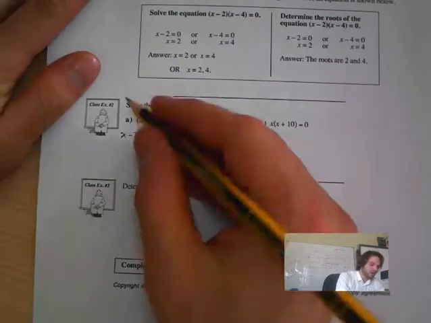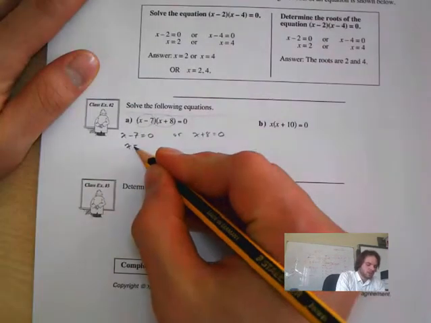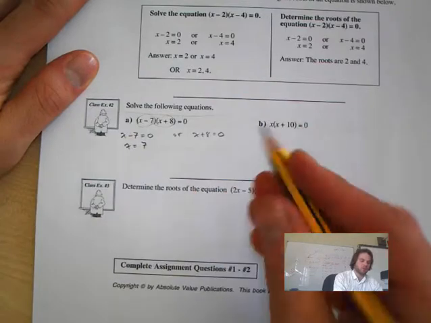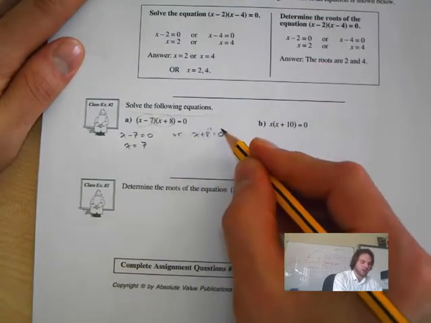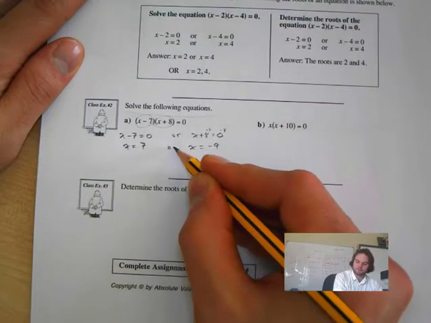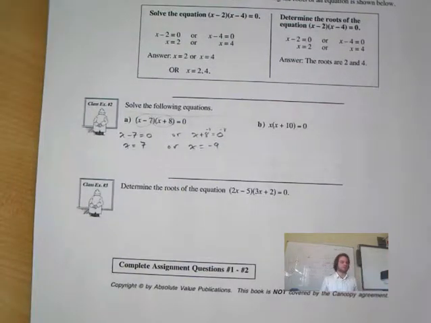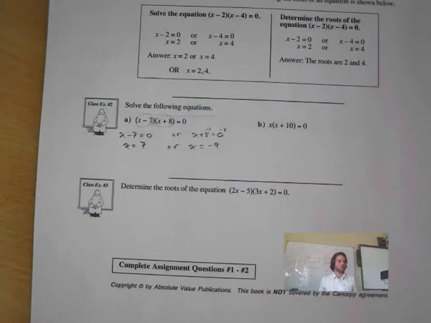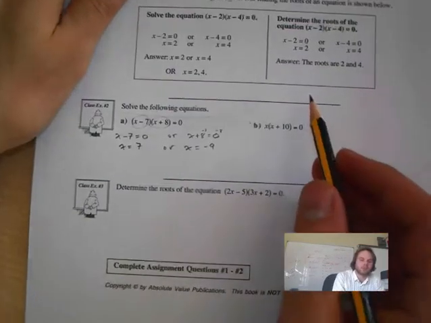Now, x could be equal to 7, since I added 7 to both sides, or I take away 8 from both sides, and x could be equal to negative 8. And that is my solution. X is equal to one of those. Let's take a look at this next one here.